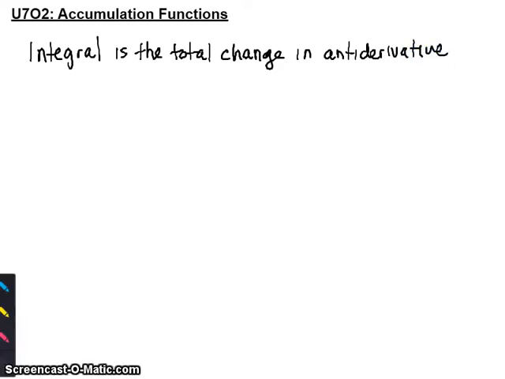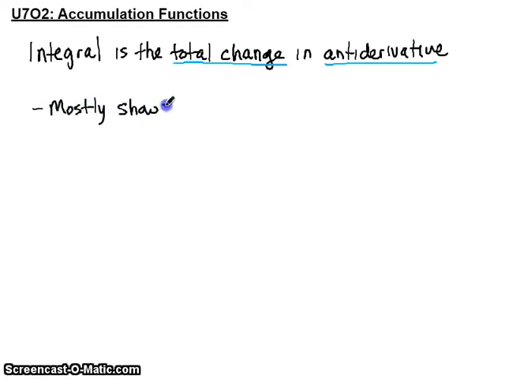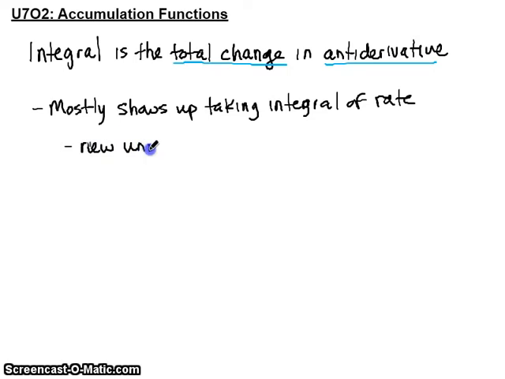And that's what we need to put into our brain when we're thinking about justifying, or thinking about units: the total change in the antiderivative of what you took the integral of. This mostly shows up when we are taking the integral of a rate. And when that is the case, your new units are no longer a rate. So if you think about the antiderivative of a rate, you no longer have a rate.